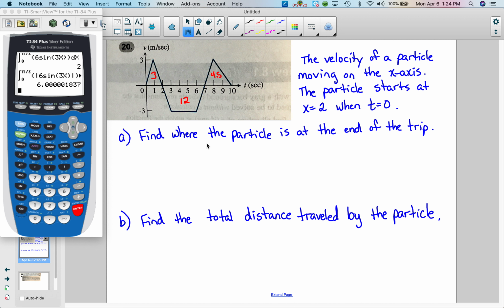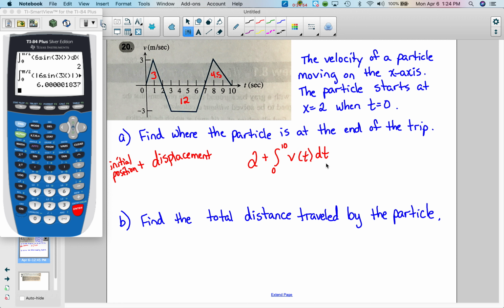So notice that this is displacement. It doesn't say the word displacement, but it is. But it's more than just displacement because it is initial position. Actually, let me move this. So it is initial position plus displacement. So remember the initial position was 2, so it's 2 plus the integral from 0 to 10 of v of t dt.